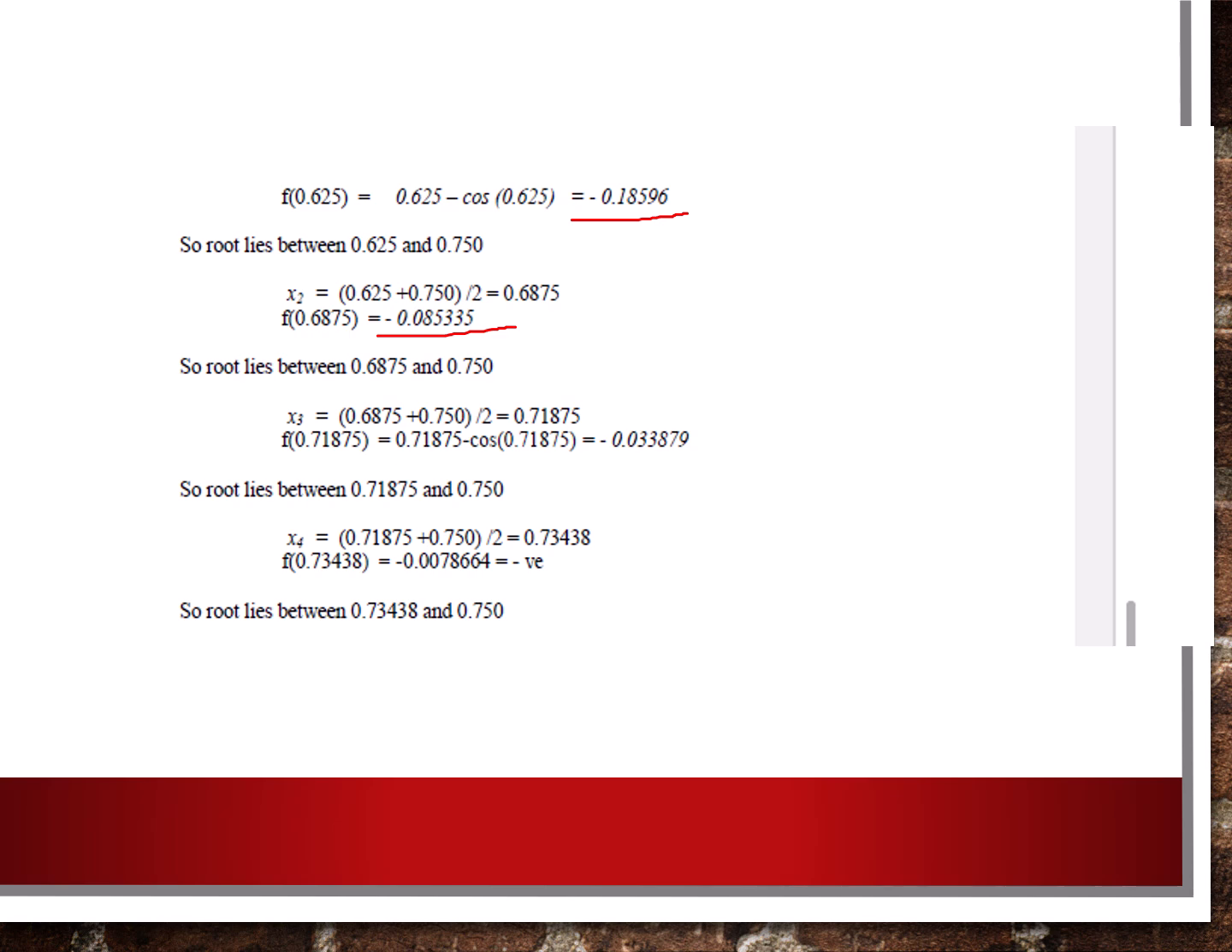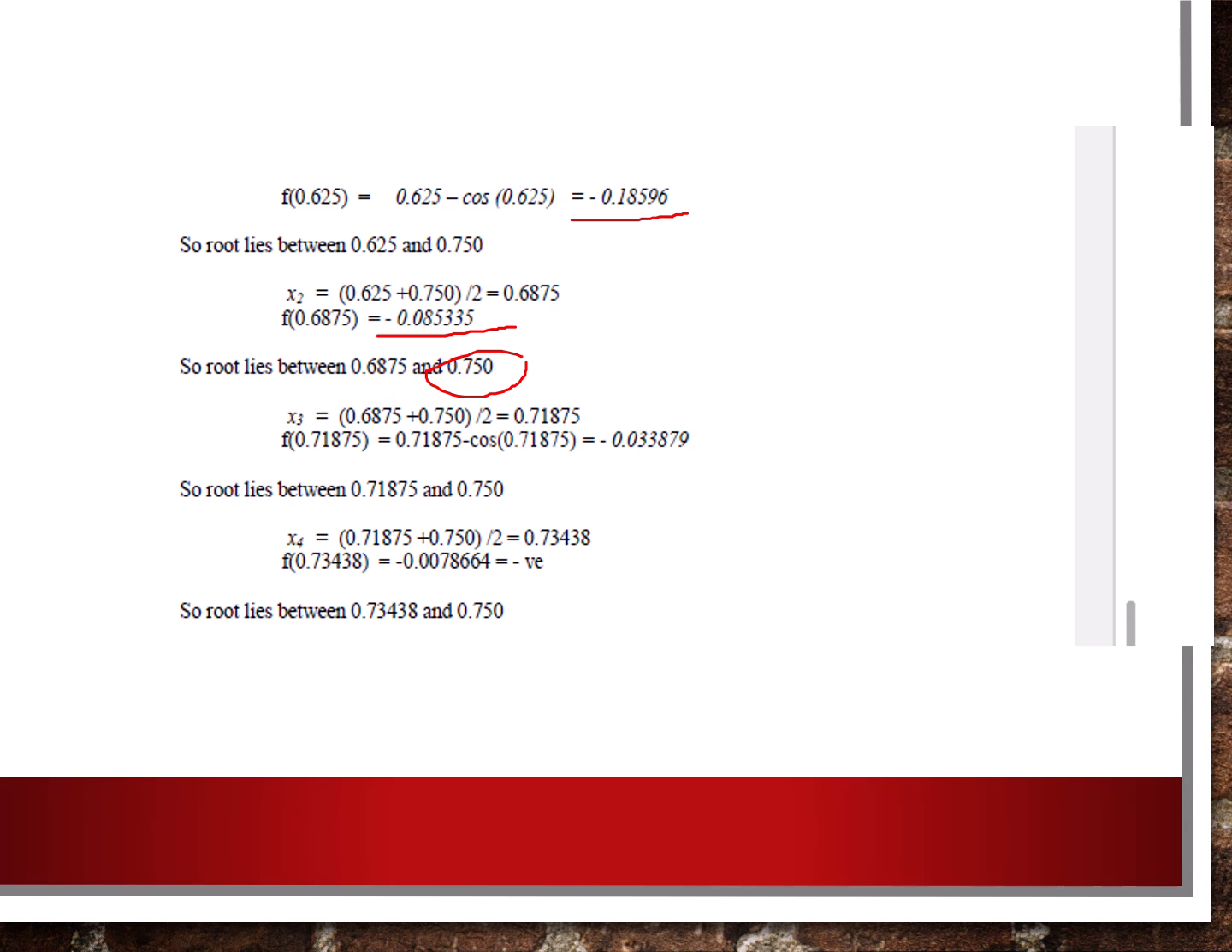So that the root lies between 0.6875 and the positive root 0.750. The value is the negative sign. The root lies between x3 equal to 0.6875 plus 0.750 divided by 2. The x3 value is 0.71875.